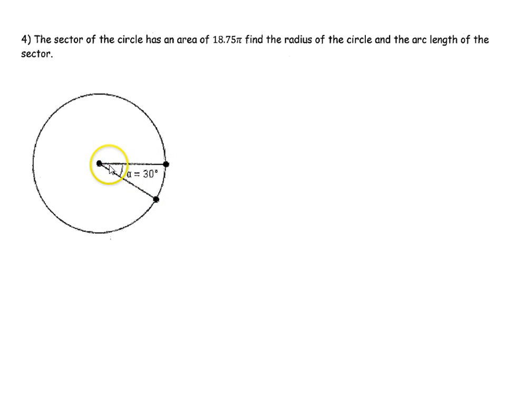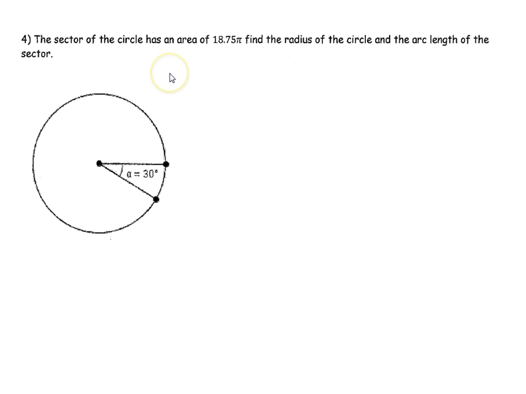Number 4, we have a circle, and we're told that the sector of a circle, and the sector is the slice here, kind of like if you're cutting up a pizza or a pie or taking a portion. This is the center of the circle, and this has an area, this thing, of 18.75 pi. That's the area of just the slice, not of the whole circle, just of the slice. And we're looking for the radius of the circle and the arc length of the sector. And the arc length of the sector is this distance right here, and the radius is from the center out to a point on the circle.